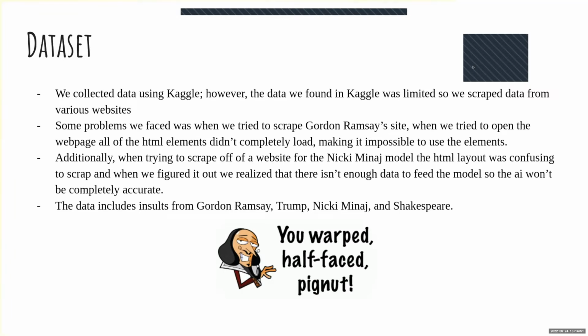Some of the problems we faced was when we tried to scrape Gordon Ramsay's site. When we tried to open the web page, all the HTML elements didn't completely load, making it almost impossible to use the elements. Additionally, when trying to scrape a website for the Nicki Minaj model, the HTML layout was confusing to scrape, and when we figured it out, we realized there isn't enough data to feed the model, so the AI wouldn't be completely accurate, so we had to add another website to scrape. And the data includes insults from Gordon Ramsay, Trump, Nicki Minaj, and Shakespeare.